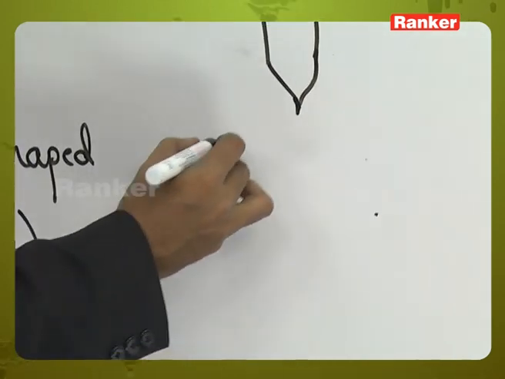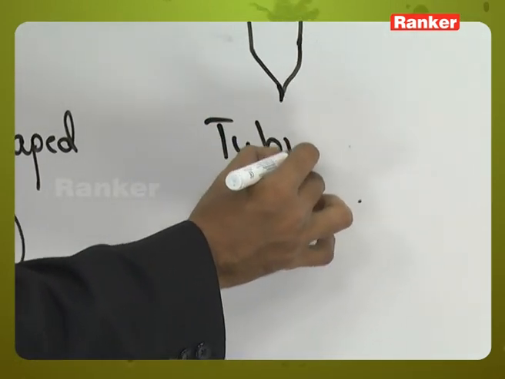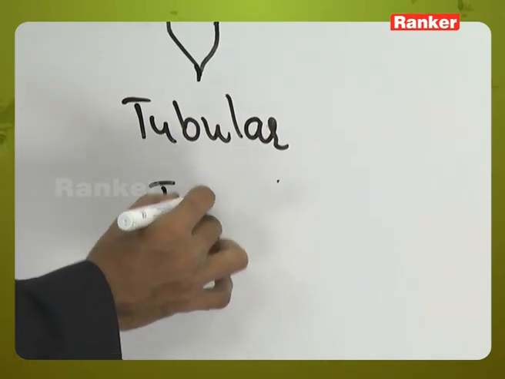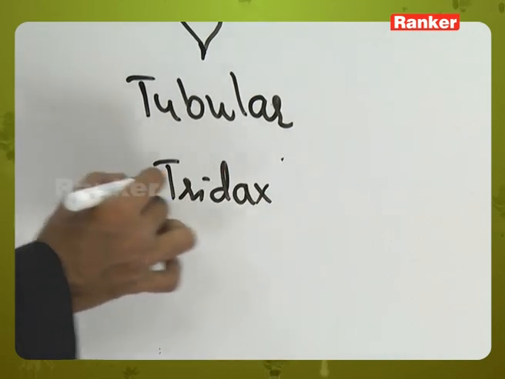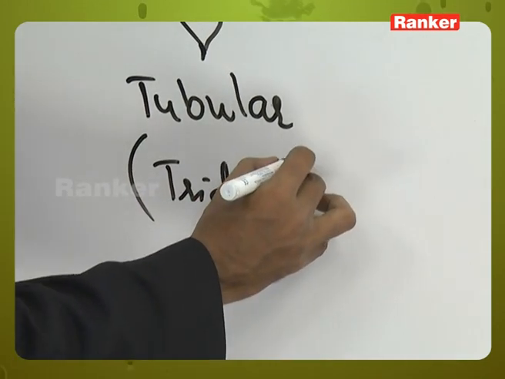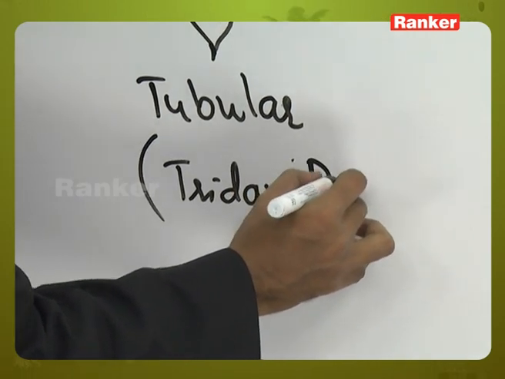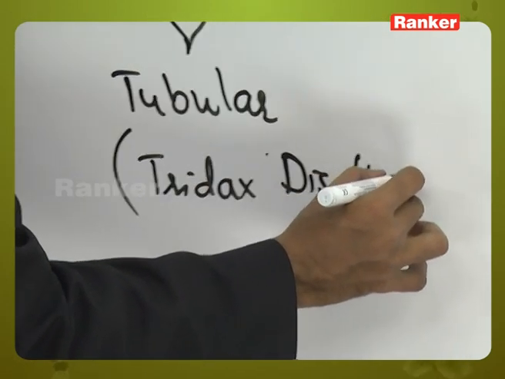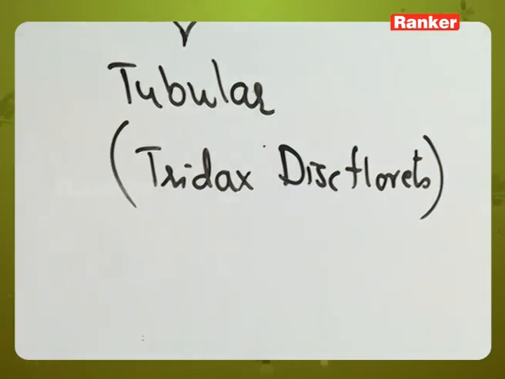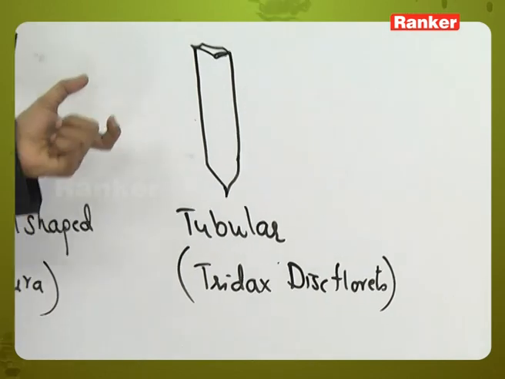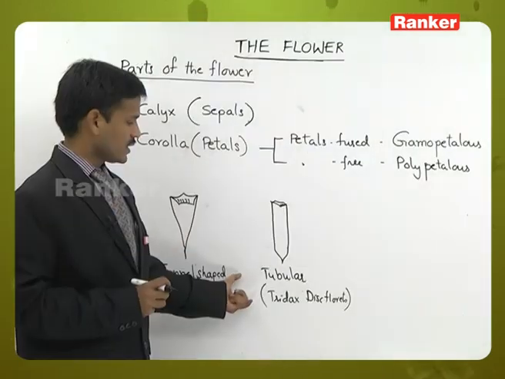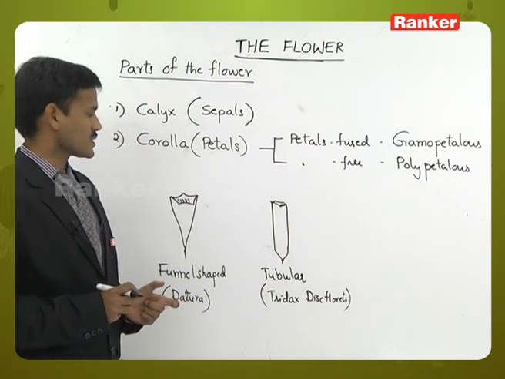This type of corolla is observed in Tridax, the disc florets. So tube-like corolla is observed in the Tridax plant or Helianthus, the sunflower family members.